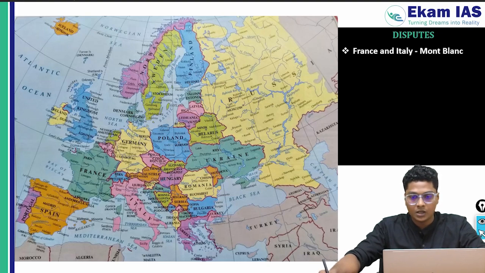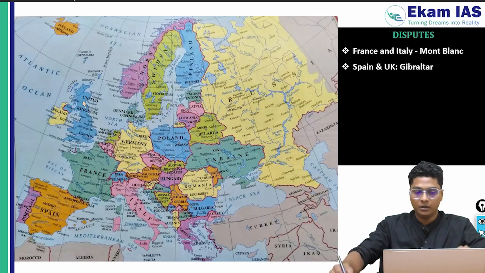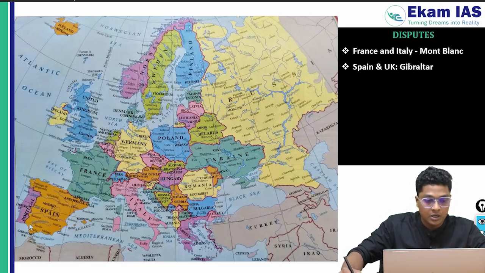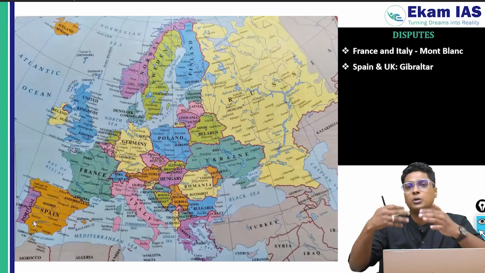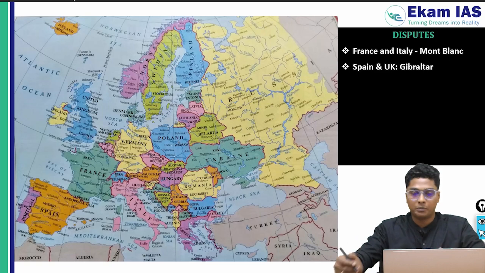Okay, the next one is Spain and UK. Spain is located here, UK is located here. How are they related? Because of Gibraltar, which is part of the UK, but based on the many referendums done so far, the people there choose to be part of the British overseas territory, right? So Spain and UK dispute through Gibraltar.